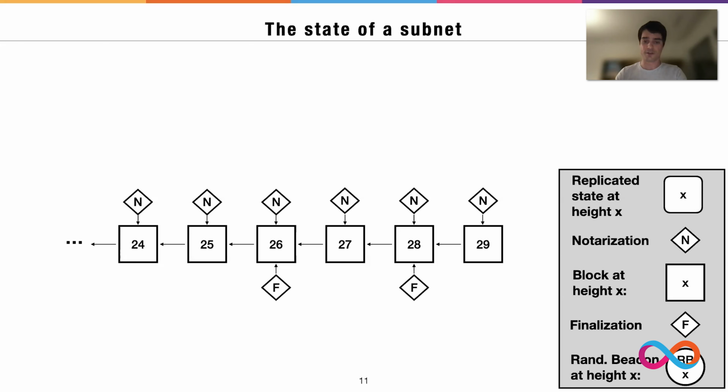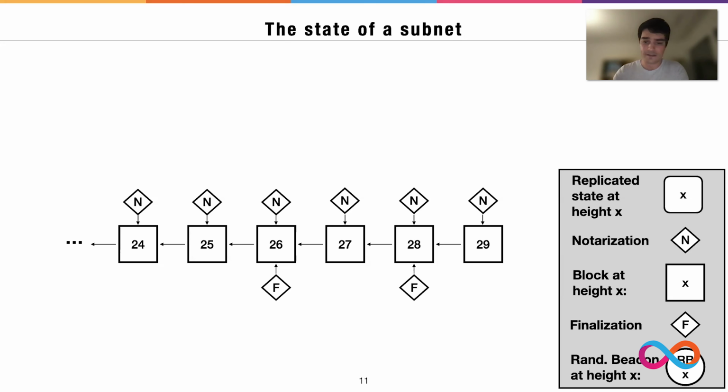So for that, we have another such diamond with the F in it, which is the finalization signature. Whenever we reach such a signature, the protocol guarantees that by then we must have agreed on the blockchain. So there might be forks in the chain from notarized blocks, but once we have such a finalization signature, we know for sure that we agree on the blockchain.